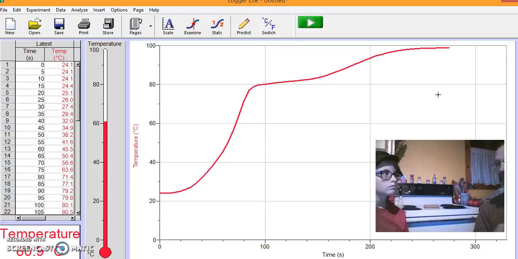And since we had two substances in our mixture, we would expect to have two phase changes, one with the alcohol and one with the water. So that's what the flat spots are.